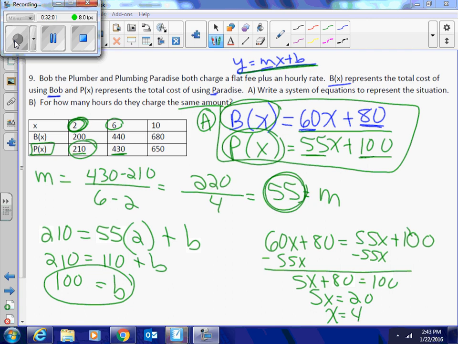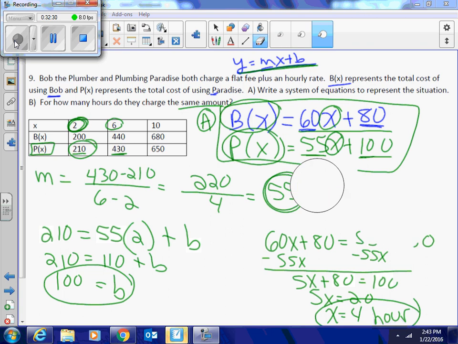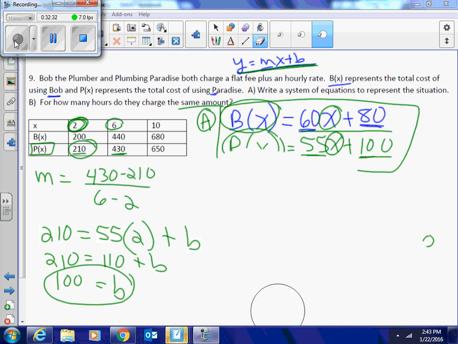Now remember, x was our number of hours. So let's give units here. We know that in 4 hours, the two companies will charge the same amount. Well, they also want to know, what will that amount be? So we can take the 4 hours and plug it into this equation or plug it into this equation. Whichever one we plug it into, we better get the same answer. As a matter of fact, I'm going to plug it into both because that will also be a fabulous check.